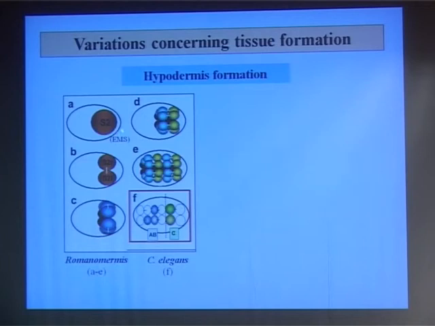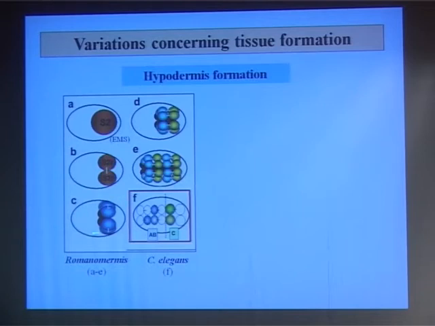Here it comes from what we call the S2 cell, which corresponds to the EMS cell in C. elegans, the second somatic founder cell. That wouldn't be so surprising, but the pattern how it is generated also differs completely. This S2 cell divides in a left-right fashion, making two daughter cells, and then it continues to divide left-right, which is something which is not seen in C. elegans at all, these consecutive left-right divisions.